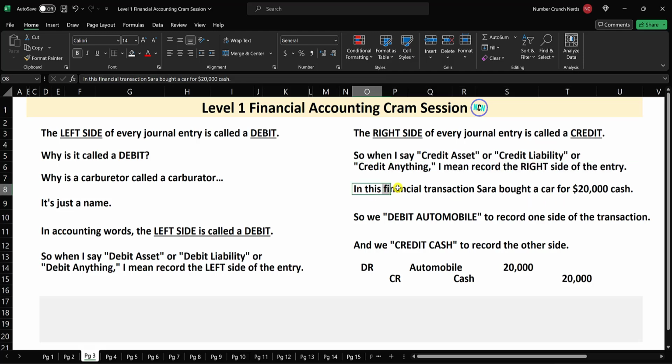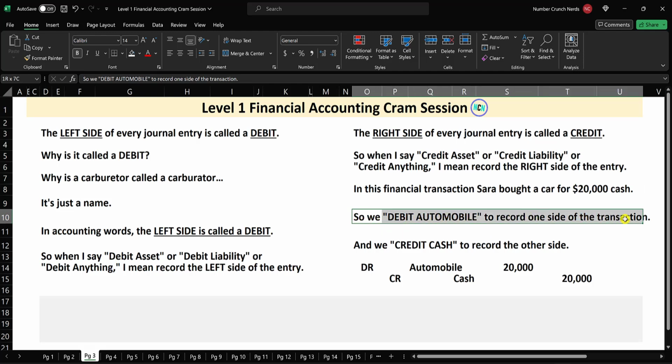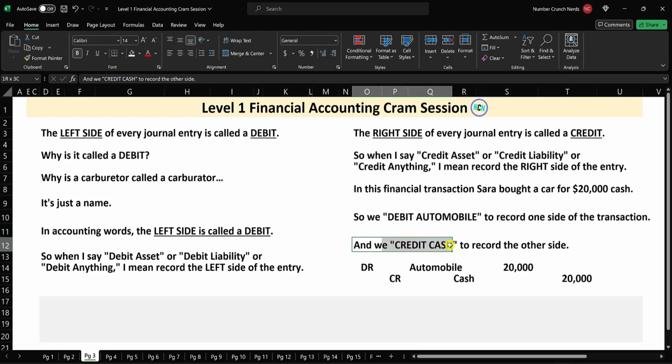entry. In this financial transaction, Sarah bought a car for $20,000 of cash. So we debit automobile to record one side of the transaction, and we credit cash to record the other side. This is debit automobile for the $20,000, the value of what was received. Credit cash, $20,000, the value of what was paid. The left side, the right side, the debit side, the credit side, both have to match in amount. In every journal entry, debits equals credits. The left side equals the right side.